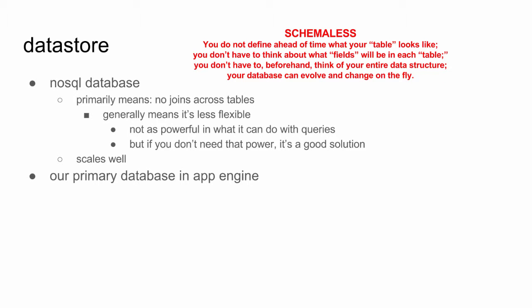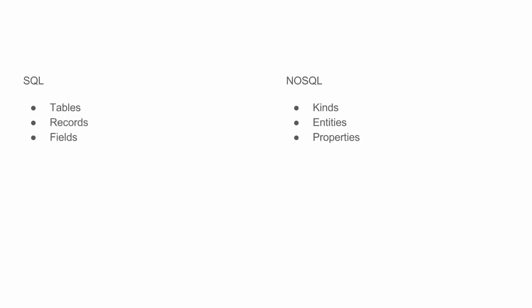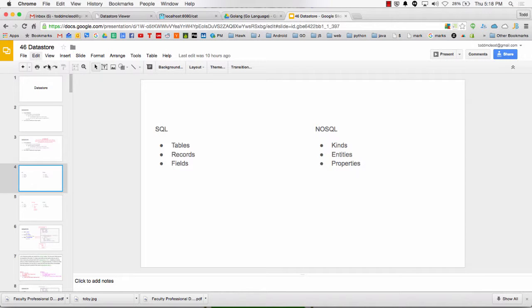Document-based. So there's no schema. SQL databases have a schema. This is how they work. You have to define everything before you use it. If you want to change it, you've got to change it for all the records in that table. NoSQL is schemaless. You want to change the way kinds are being stored, just go ahead and change it. You just got to know how to work with it.